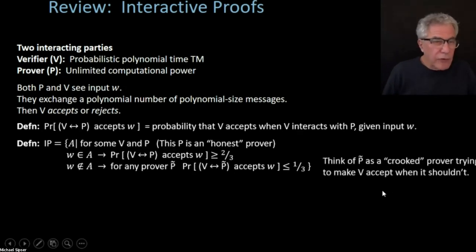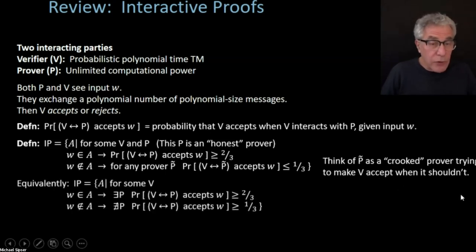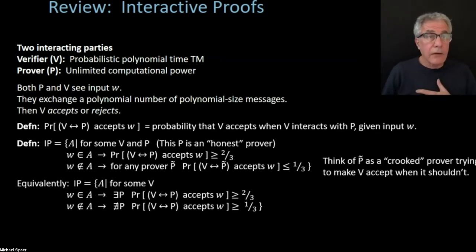Just doesn't have enough information, or is just not able to make the verifier accept with high probability. You might think of the prover as trying to make the verifier accept. So the P tilde is a crooked prover. I don't think that went down very well with everybody. So I have here another way of looking at it. Maybe it looks a little bit more like NP here.